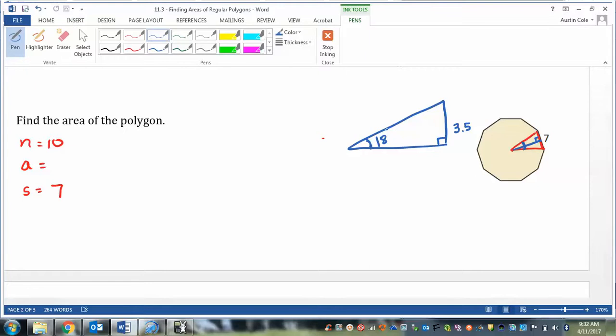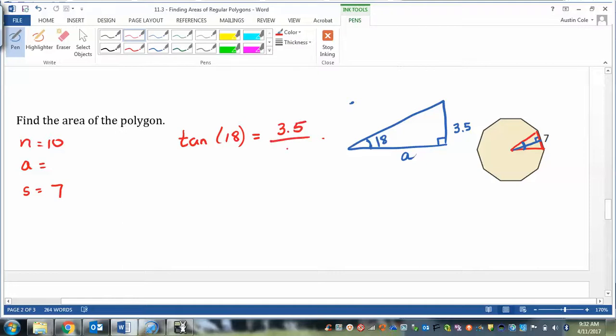And so I need to find my apothem. My apothem is right there. It's not a special right triangle. I can't do the Pythagorean theorem. We have to do sine, cosine, tangent. So with respect to this angle, this is what side? Opposite. This is the adjacent. Opposite and adjacent is the tangent. So the tangent of 18 equals the opposite, which is 3.5, over the adjacent, which is A, my apothem.